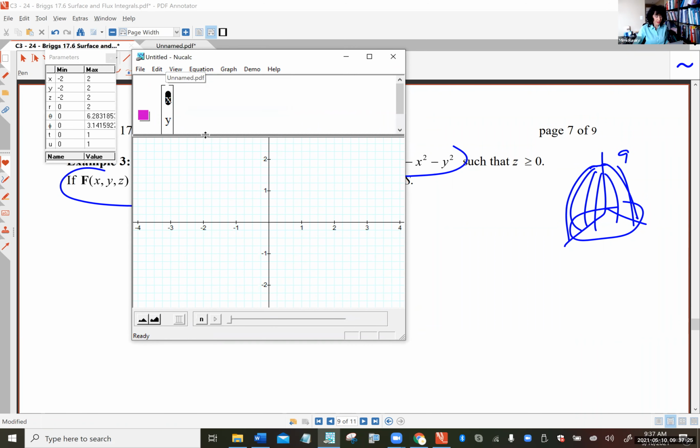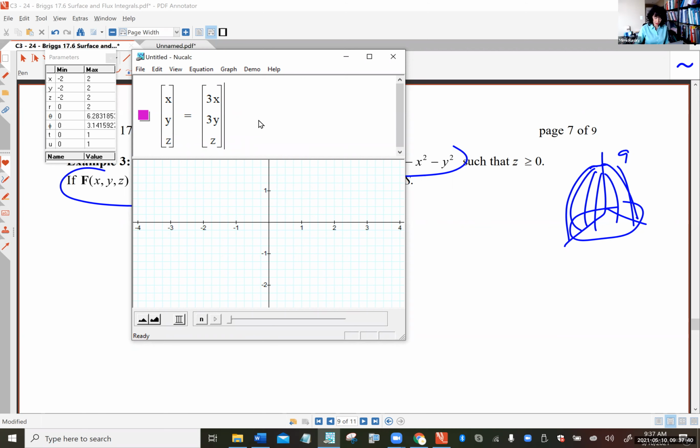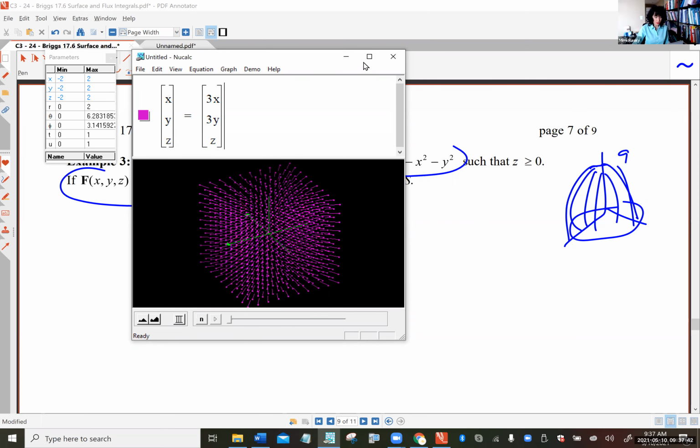So we're going to have a 3-vector equal to another 3-vector. And so what do we have here? 3x, 3y, z. So z just stays itself. Okay, let's hit it. What does this puppy look like? Ooh, whoa. Nice.